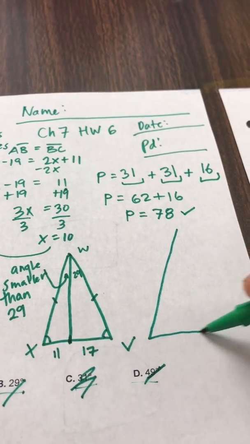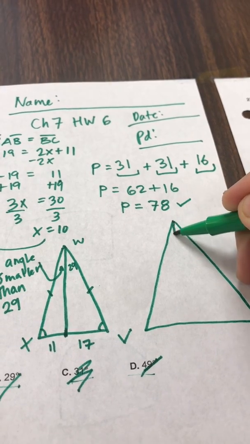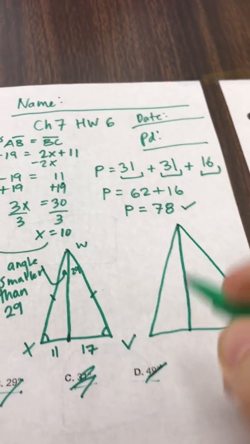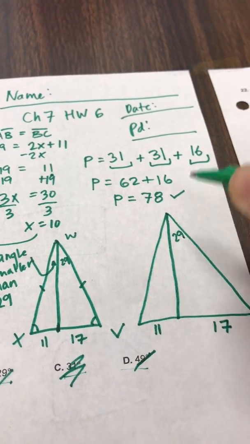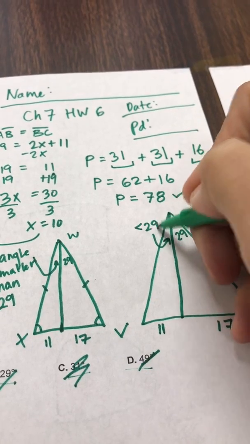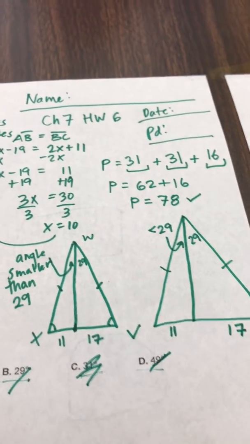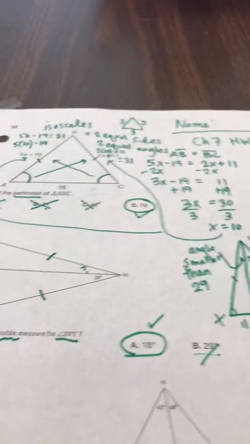Again, I can draw this a little bit bigger and exaggerate it. Notice if I'm tending a little bit to the left here, if that's 11 and that's 17, if that's 29, notice it's forcing this angle to be smaller than 29 if in fact it's an isosceles triangle. Hopefully that's making sense. Okay, now they're doing it again.